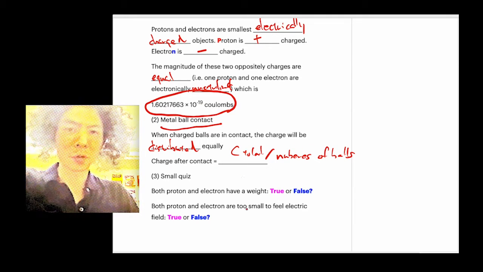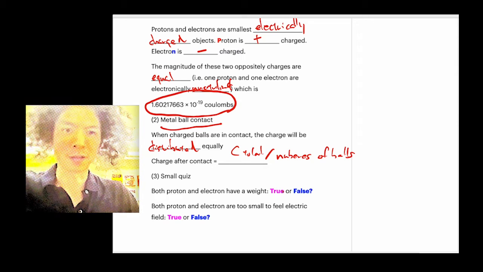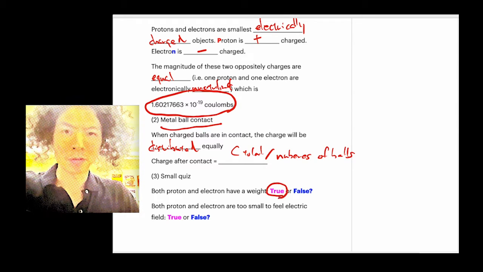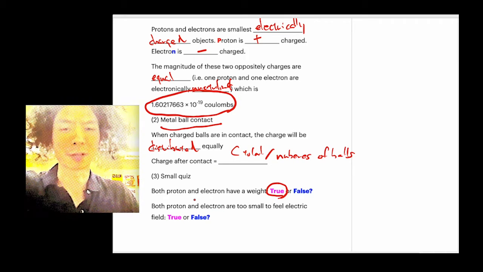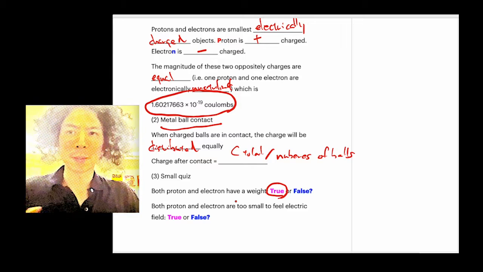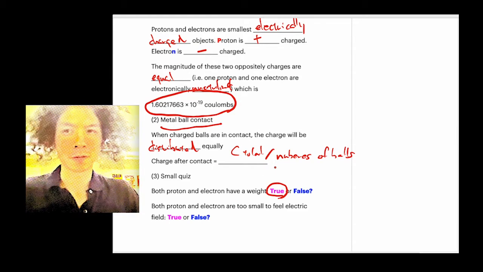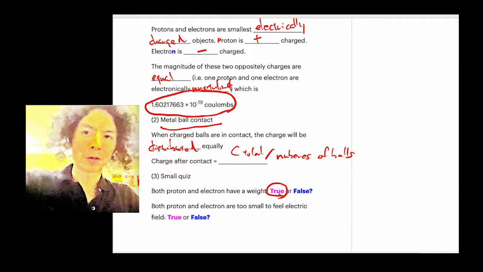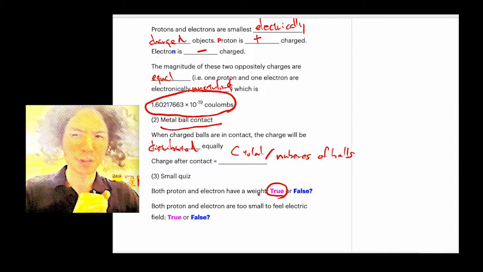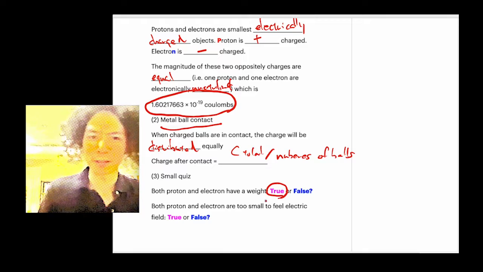Okay, so let's do a small quiz. Let's say that both protons and electrons have a weight. Do you think this is a false statement or a true statement? The answer is true, since both protons and electrons are basically very, very small balls, and of course a ball has a weight, just really, really small. So you can take protons and electrons as small balls.